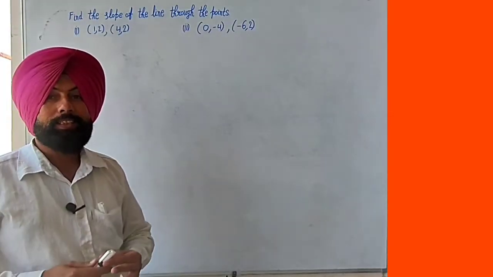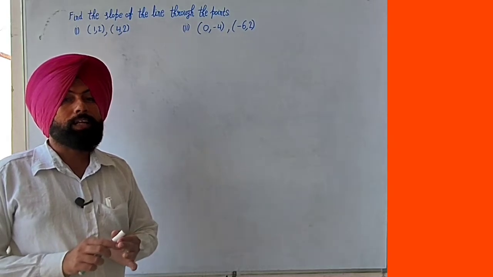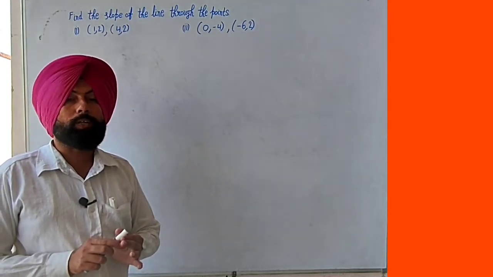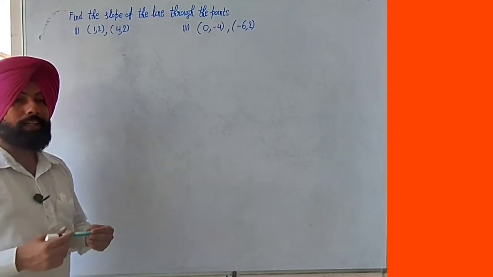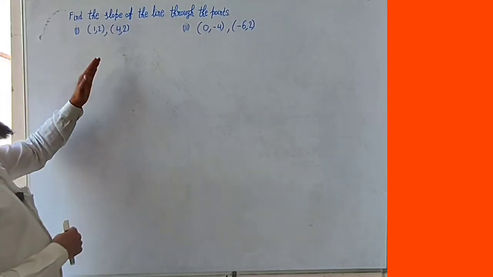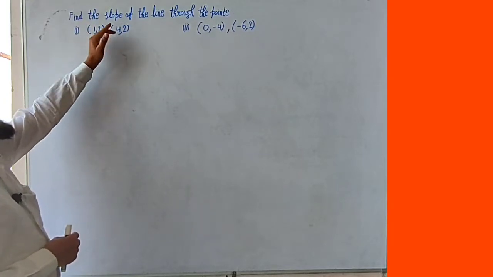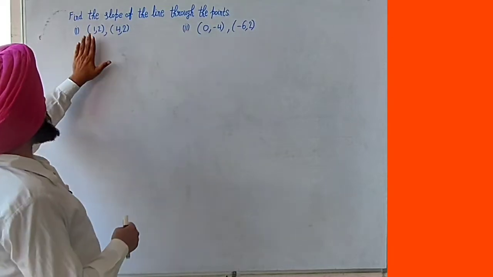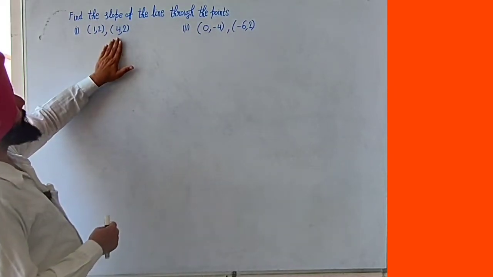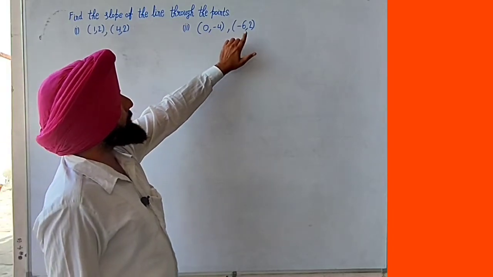Hello students, now we are solving some sums related to slopes of a line. Today we are going to do some sums related to slopes of a line. Find the slope of the line through the points (1, 2), (4, 2) and (0, -4), (-6, 2).